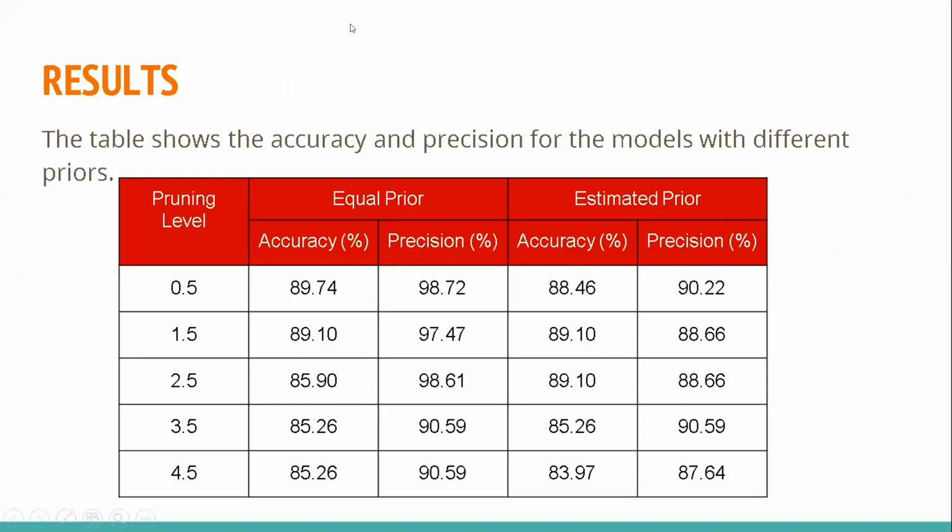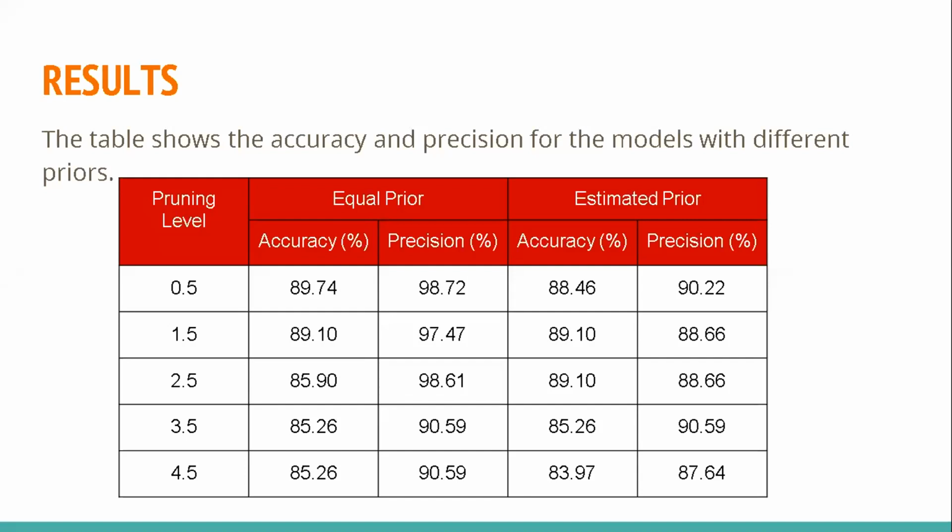Hello all, these are our results. As explained by Farhana before, we're using equal prior and estimated prior, and also the pruning level from 0.5 to 4.5. When we compare equal prior and estimated prior, we can see the accuracy level is almost the same or only slightly different, but the precision level is far better in the equal prior compared to the estimated prior. So we are choosing our model only using the equal prior.